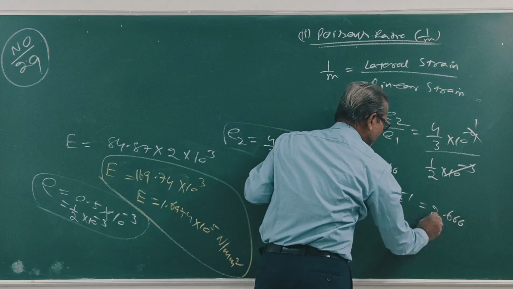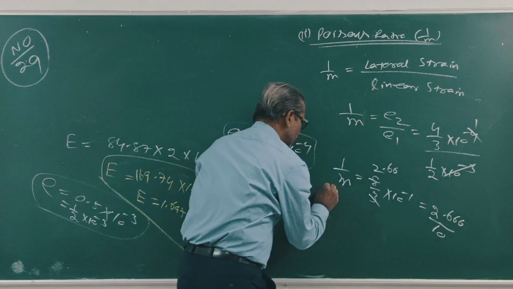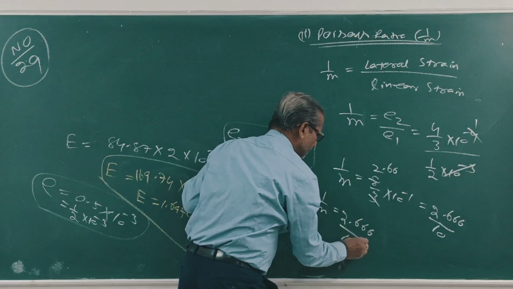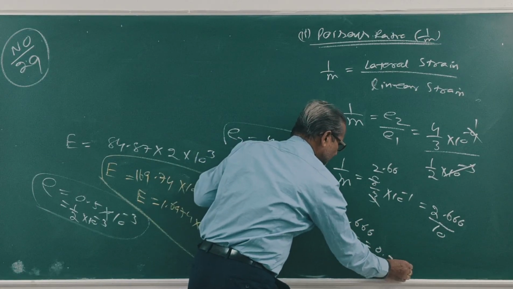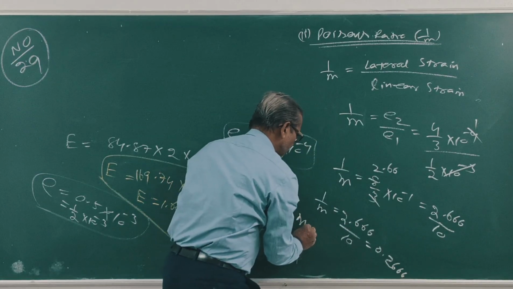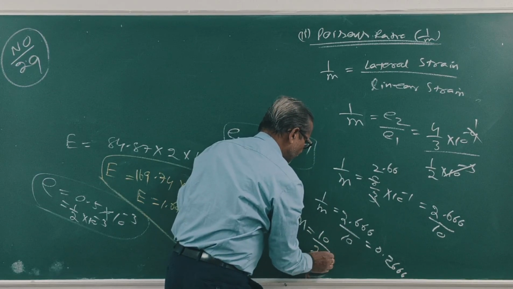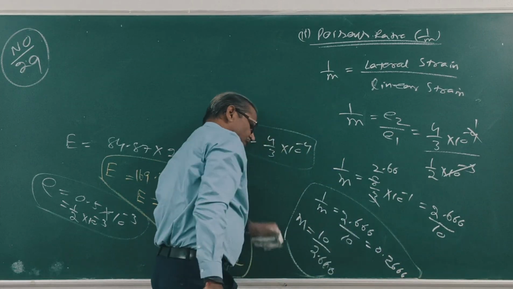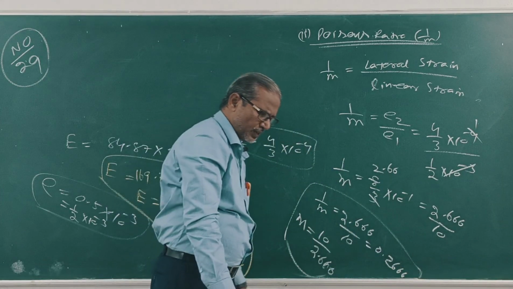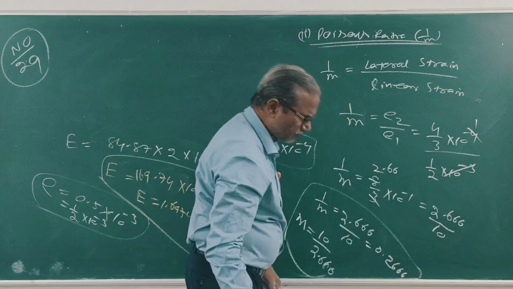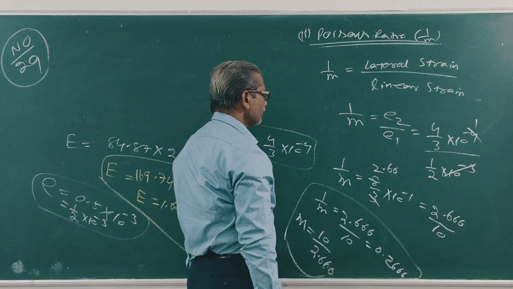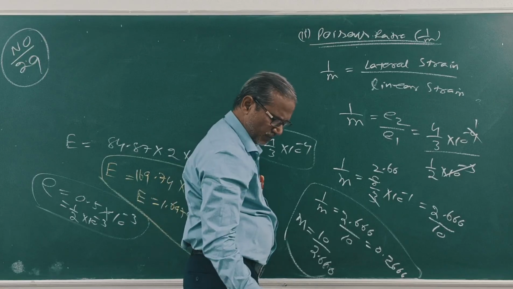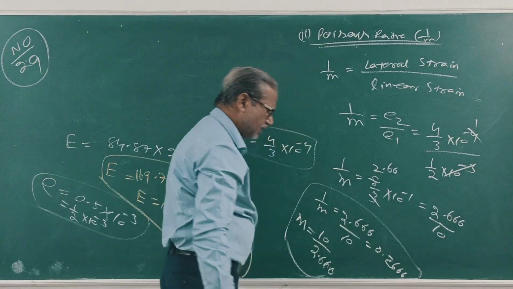2.666 by 10 is equal to 1 by m. So 1 by m is equal to 2.66 by 10, which means 0.26666, or m is equal to 10 by 2.666. This is the 1 by m answer. Next.